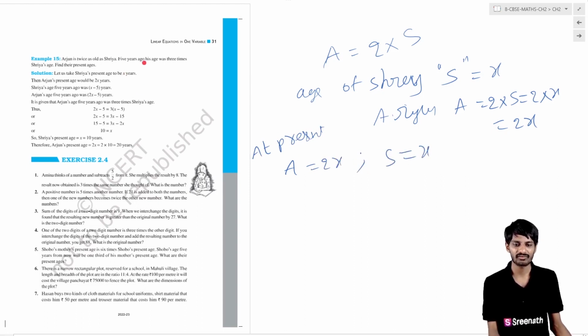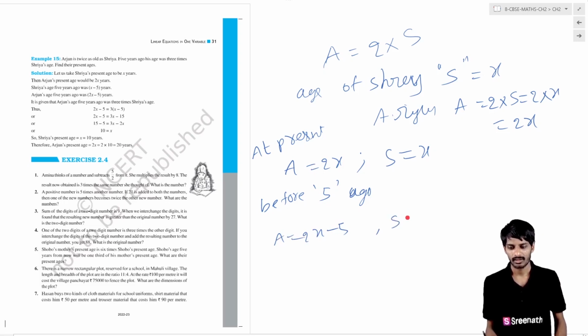And what he has given 5 years ago, before 5 years ago. So before 5 years ago, what are their ages? Before 5 years means, at present, the ages of Arjun and Shreya are 2x and x. Before 5 years means we have to subtract 5. So 2x minus 5 is Arjun's age and x minus 5 is Shreya's age. Okay, this is the age before 5 years.